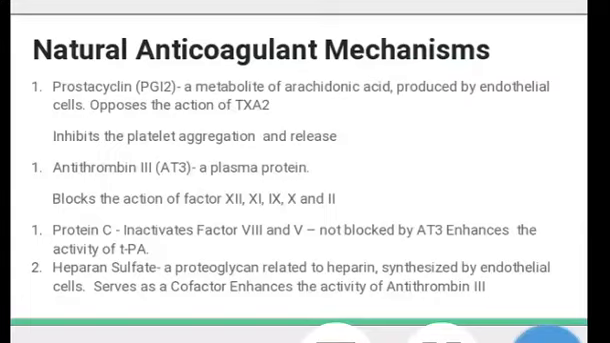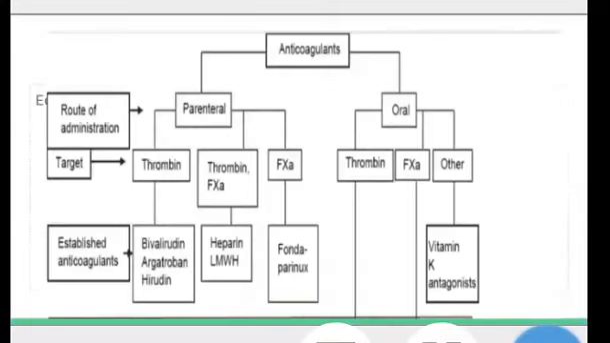Now, after this coagulation process, we see the anticoagulants. The classification of anticoagulants: these are basically divided on the basis of route of administration, that is parenteral and oral.